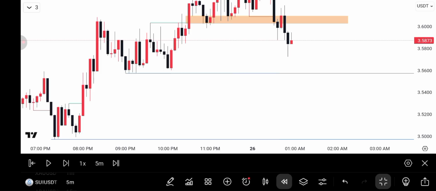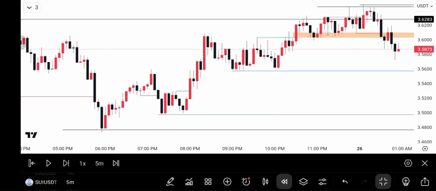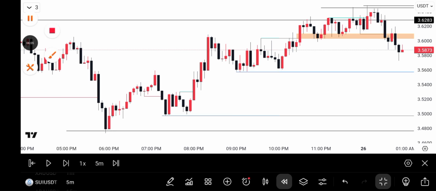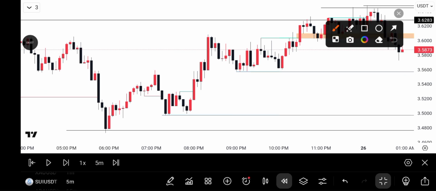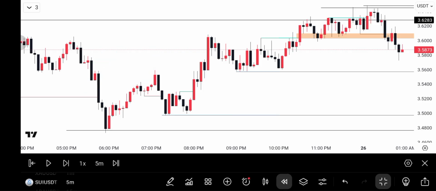Okay, do you see the price? I just want to use this place to show an example before I go back. Remember when price was coming down, you had a fair value gap here, right? You have a fair value gap here, right? But now if you take a look, you see that the price reacted to this one, not this one, and that's what I mean.